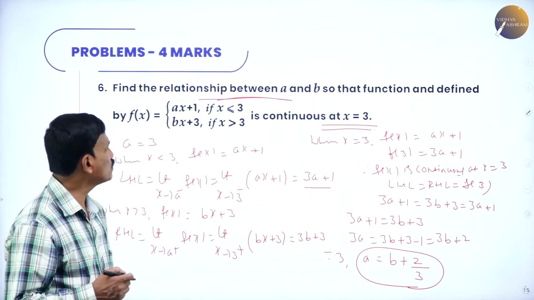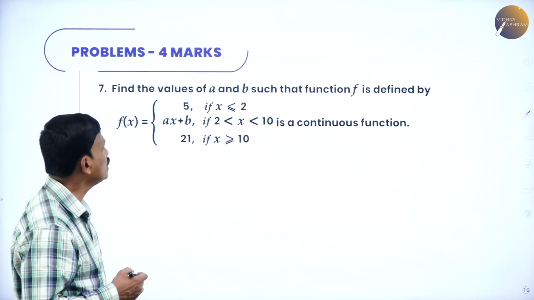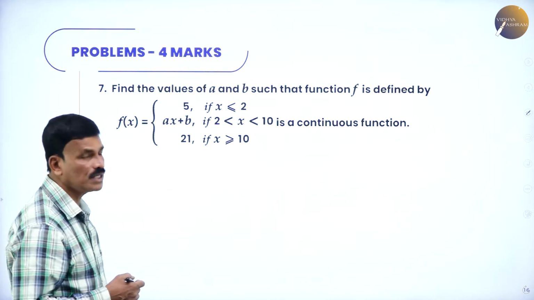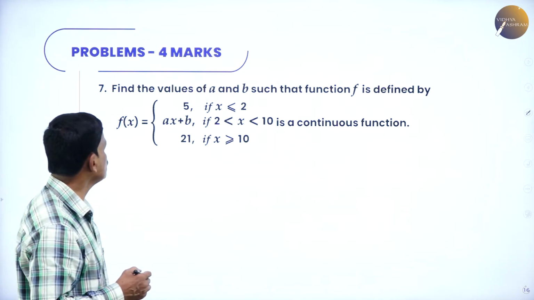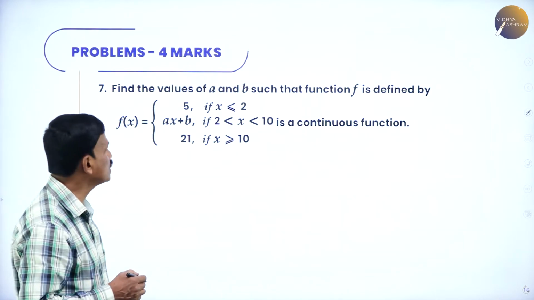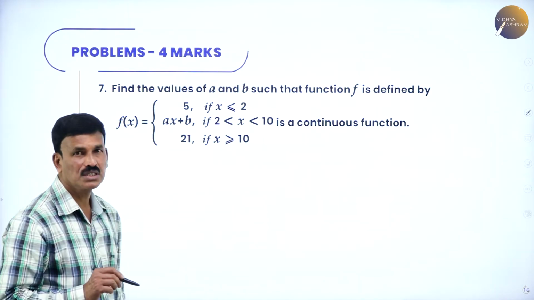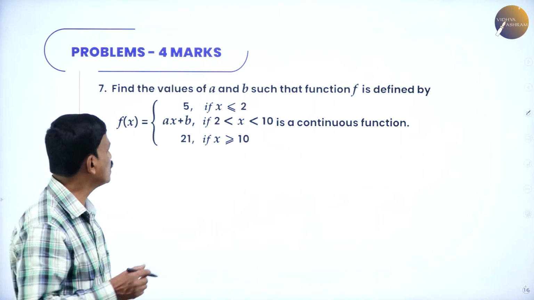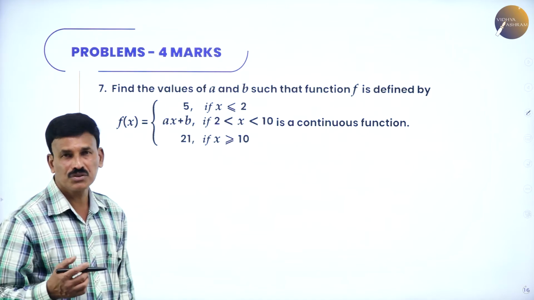Okay. Now let us come to the next problem. Find the values of a and b so that the function defined by f of x is equal to 5 if x is less than or equal to 2, ax plus b if x is in between 2 and 10, and 21 if x is greater than or equal to 10, is a continuous function. So there are two points where the definition changes, at x is equal to 2 and x is equal to 10, which you have to verify.